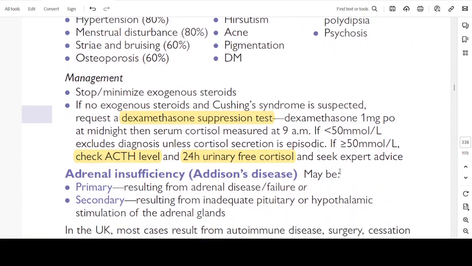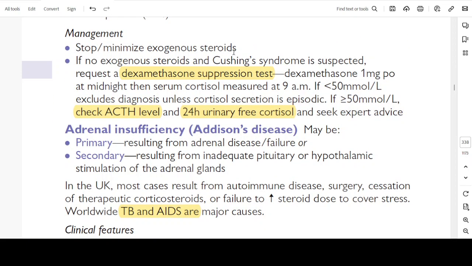Management. Stop or minimize the exogenous steroids, because 80% of cases are because of exogenous steroids. And if no exogenous steroid is present as the etiology, then Cushing syndrome is suspected, and a dexamethasone suppression test is requested. Dexamethasone 1 milligram PO at midnight, then serum cortisol is measured at 9 am.